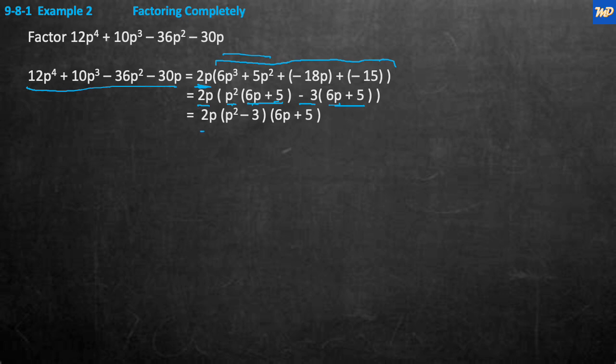So now we have our 2p that we started with. And when we take the 6p plus 5 away from the p squared, we're left with p squared. And now we have a negative 3, because we're going to factor the 6p plus 5 away from the negative 3. So now we have p squared minus 3 times 6p plus 5. Here's our entire solution: 2p times the quantity p squared minus 3 times the quantity 6p plus 5.